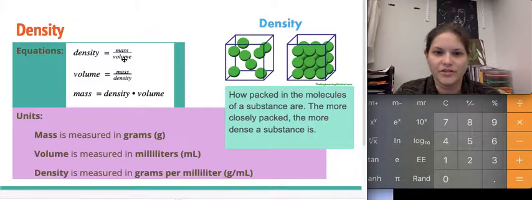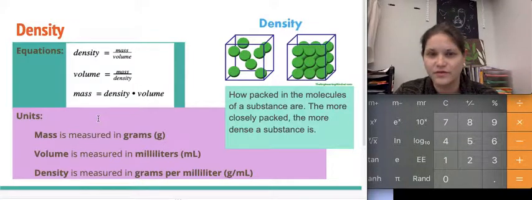There were 3 equations that we went over about density. Density is equal to mass divided by volume. Volume is mass divided by density. And mass is equal to density times volume. I will give you those equations when you're taking your test. You don't have to have the equations memorized.